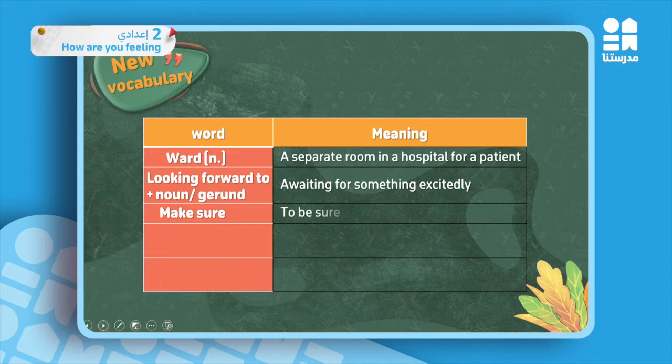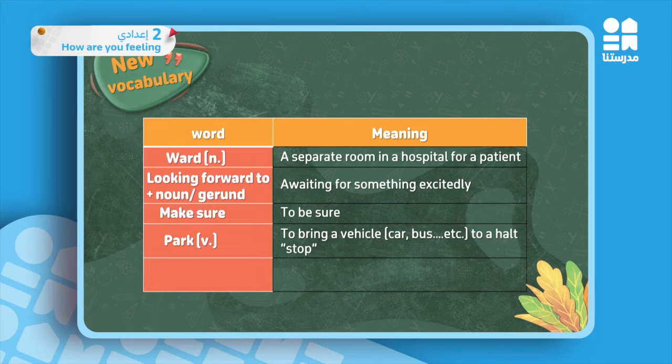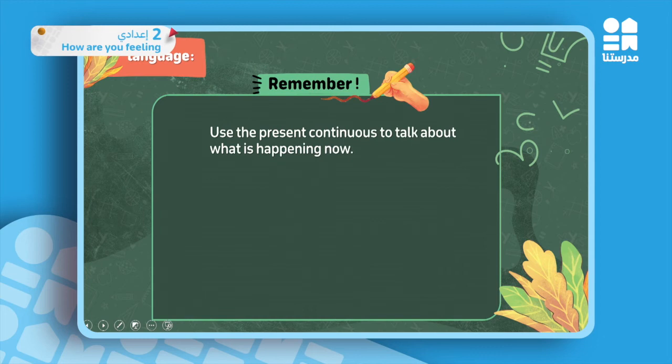Then, make sure. I think it's a bit easy for you. Make sure, it means to be sure. And park as a verb, park, it means to bring a vehicle like a car or a bus to a halt or to a stop. And the last word, food stall. And I already showed you what the food stall is. A stand or booth for selling food in the streets. Okay, so let's have some questions.